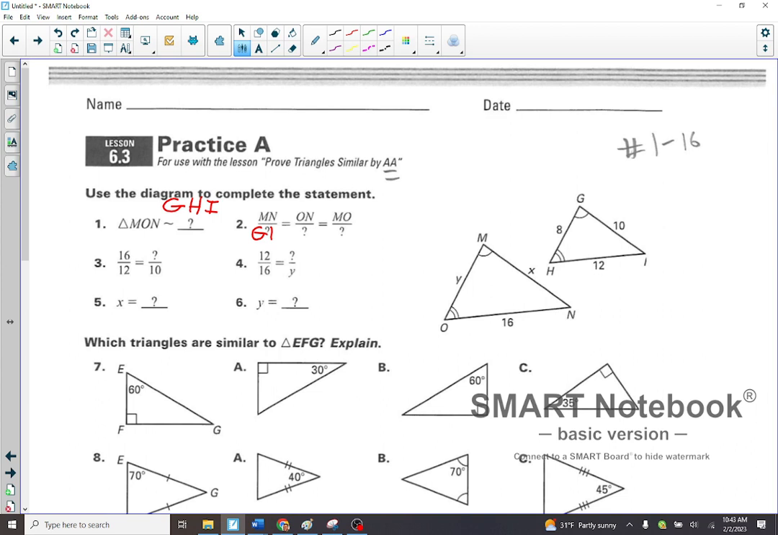Wait, so if we didn't learn 6.2? We're on 6.3. Yeah, but we didn't learn 6.2. Yes, we did.